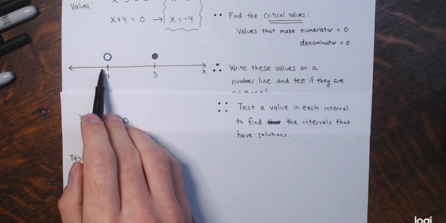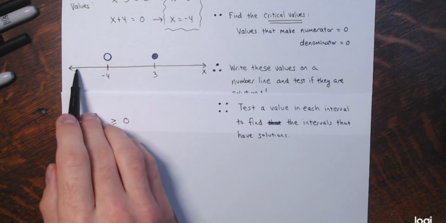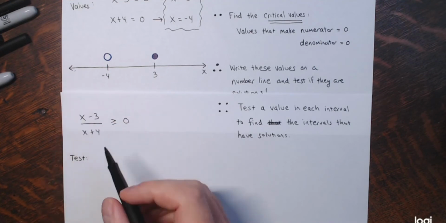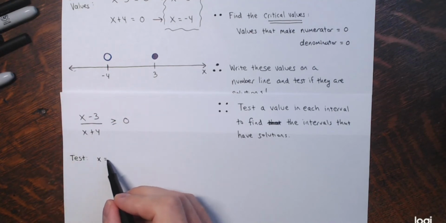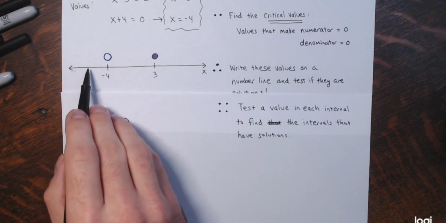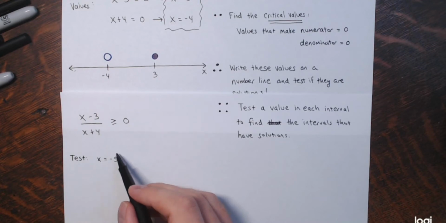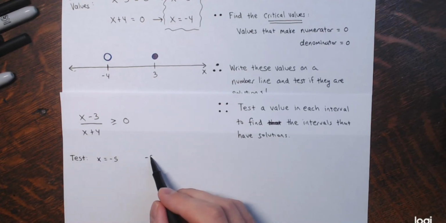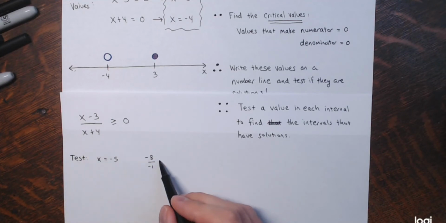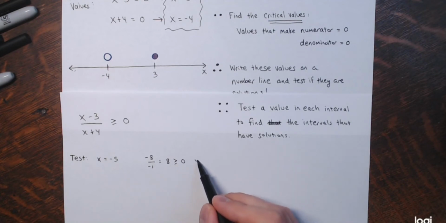So the first interval is to the left of negative 4. How about negative 5? x equals negative 5 is over here to the left of negative 4. If I plug this into the inequality, we'd have negative 8 divided by negative 1 on the left. Well, that's positive 8 on the left. And is that greater than or equal to 0? Yes, it is. It's greater than 0.